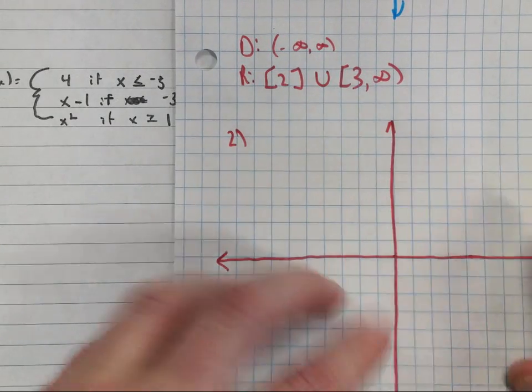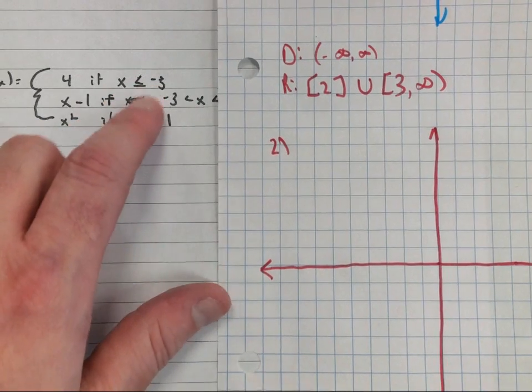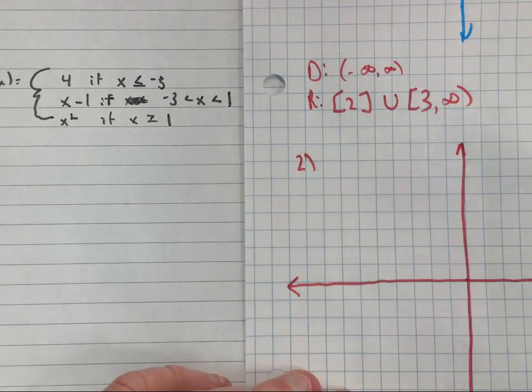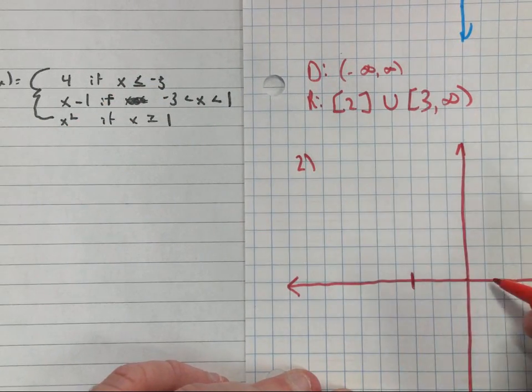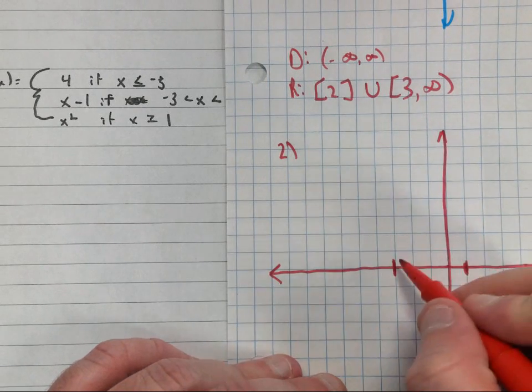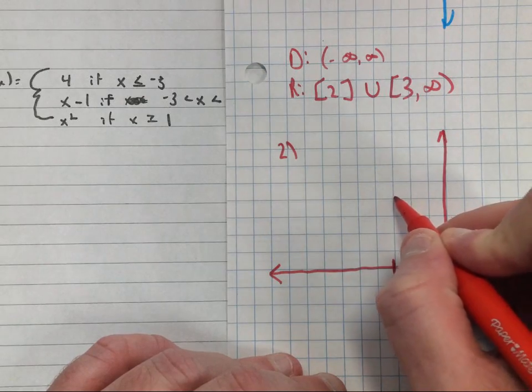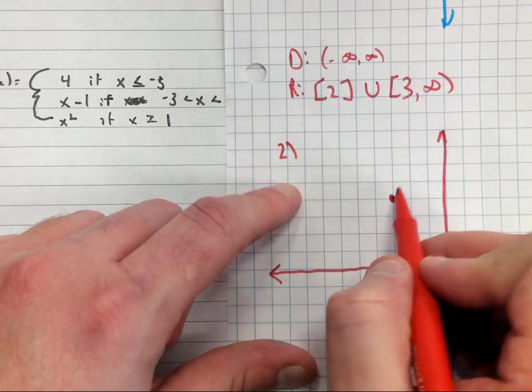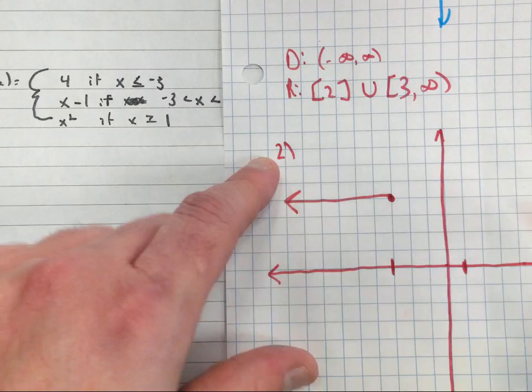All right. Where's my first point that I need to be? -3. So I'm going to go to 1, -3. And what's my other one? 1. So I'll put a mark there. y equals 4. I'm going to go up to 4. 1, 2, 3, 4. Closed dot. For all x values less than or equal to -3. So it's going to be that way.